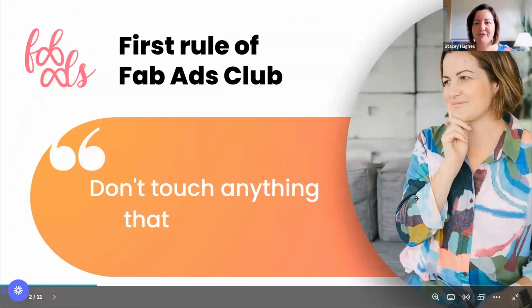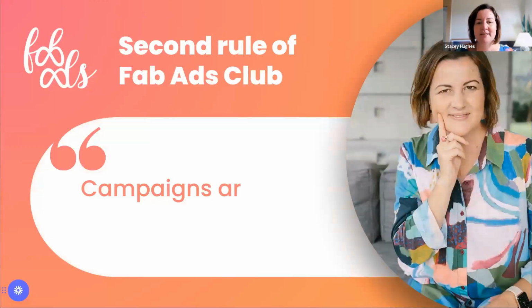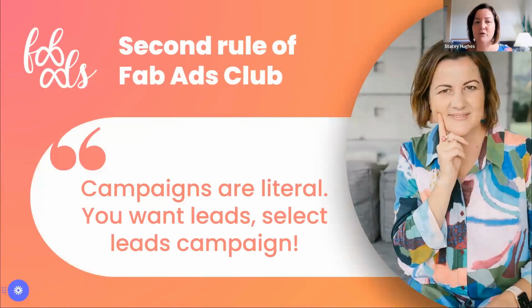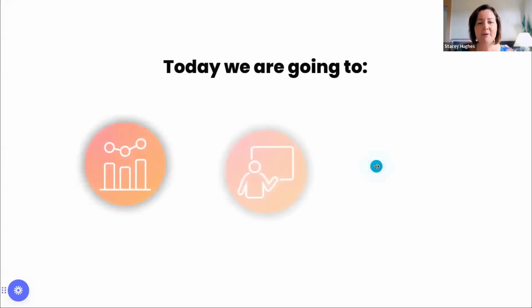So remember the first rule of Fab Ads Club: don't touch anything that works. If something's working and we want to test it, we always duplicate what is working. And the second rule of Fab Ads Club is campaigns are literal. So if you want leads, you need to select the leads campaign, and that's where you would select that when you go to set your campaign up.